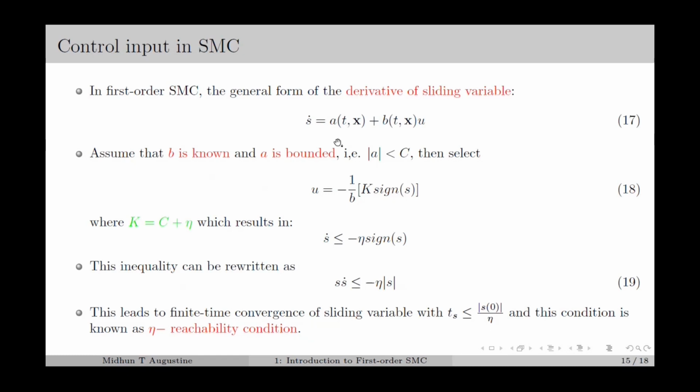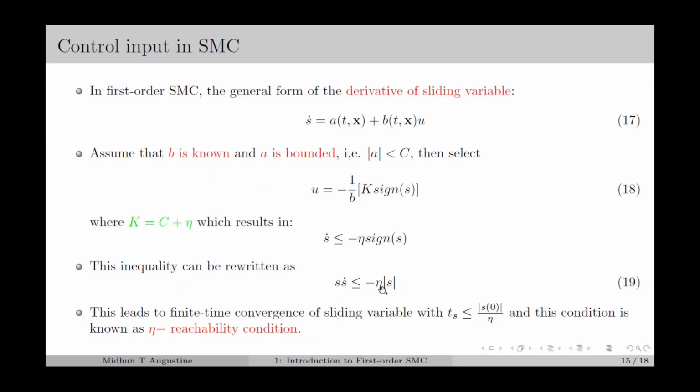Then we can select the control input u as minus 1 by b times k signum of s. If we substitute this here, we obtain s dot equal to a minus k signum of s. And if we assume a is bounded by c and select k equal to c plus eta, then we can ensure that s dot is less than or equal to minus eta signum of s. By multiplying both sides of this inequality by s, we can rewrite this as s times s dot less than or equal to minus eta mod s, where we use the relation s times signum of s equal to mod s.